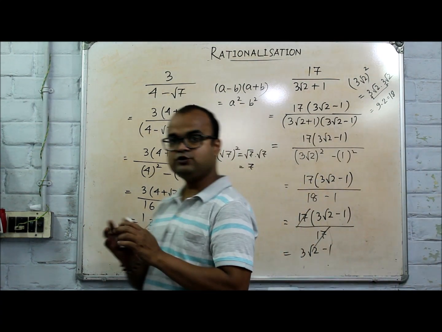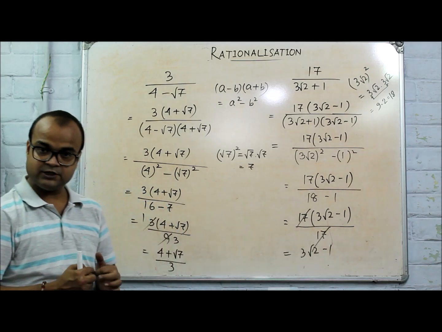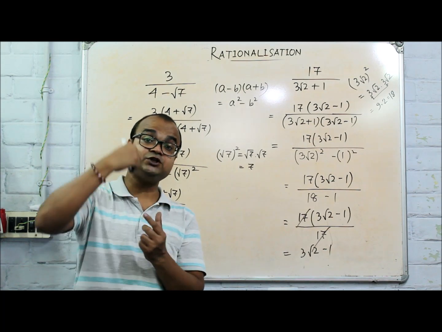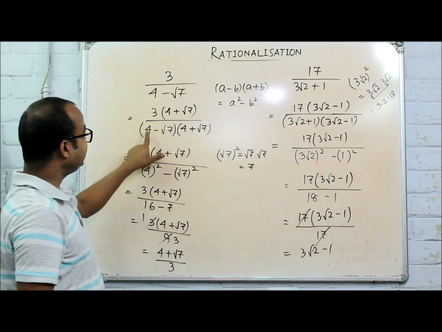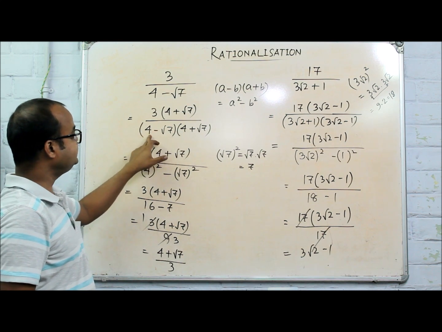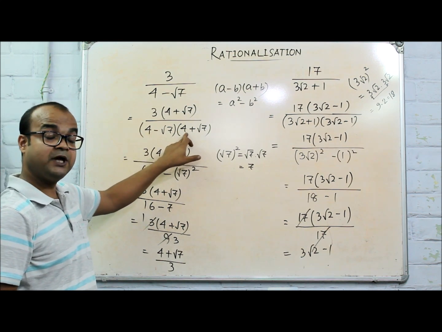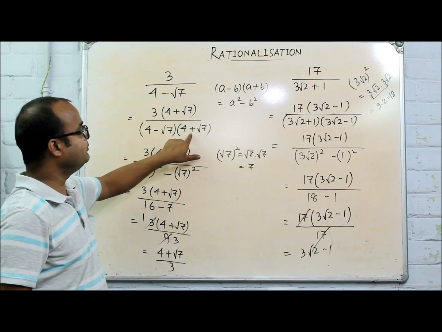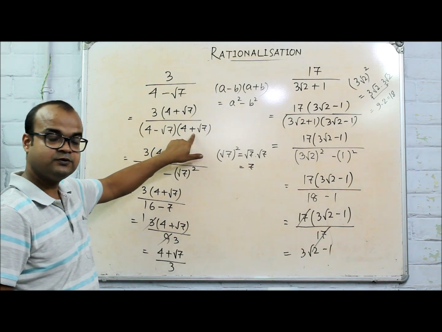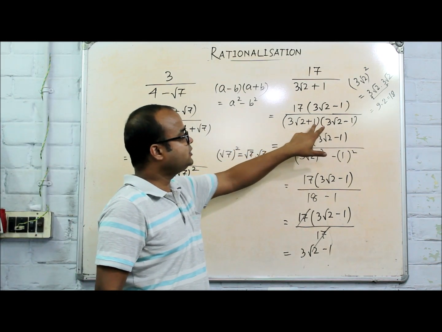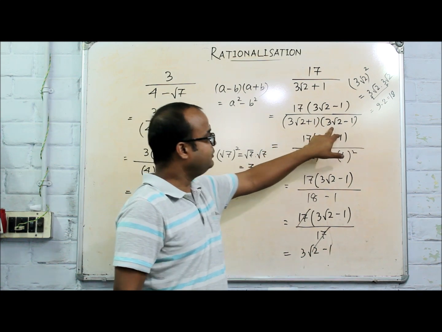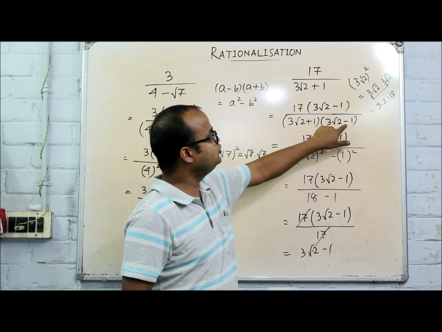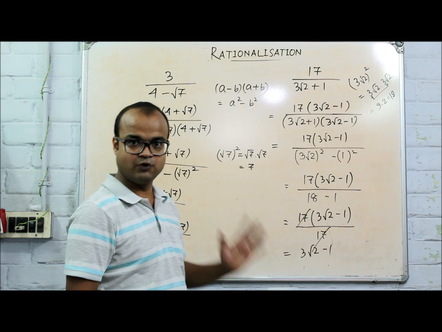So simple, you need to remember whatever the term is given in the denominator, we need to multiply with the same term but with opposite sign. See here terms are 4 and root 7, so we multiply with the same term but with opposite sign, that is minus is given, so we multiply numerator and denominator with plus. In this sum, terms are 3 root 2 and 1, so we multiply with the same term but with opposite sign, that is plus is given, so we multiply numerator and denominator with minus 1.